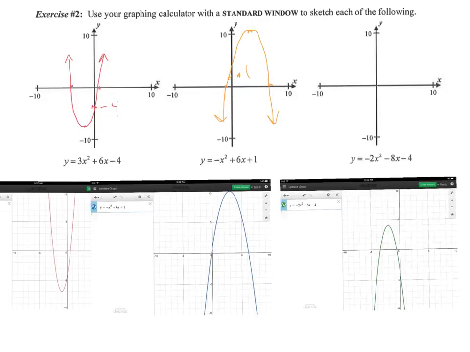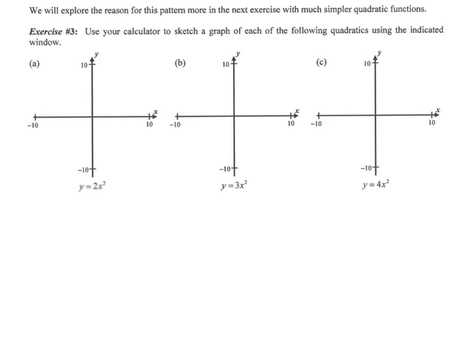In our last graph, you'll see that the y-intercept is at negative 4. The turning point is at negative 2, 4. It crosses the x-axis halfway between 1 and 0, and halfway between 4 and 5. So we have a parabola that looks like this. We will explore the reason for this pattern more in the next exercise with much simpler quadratic functions.